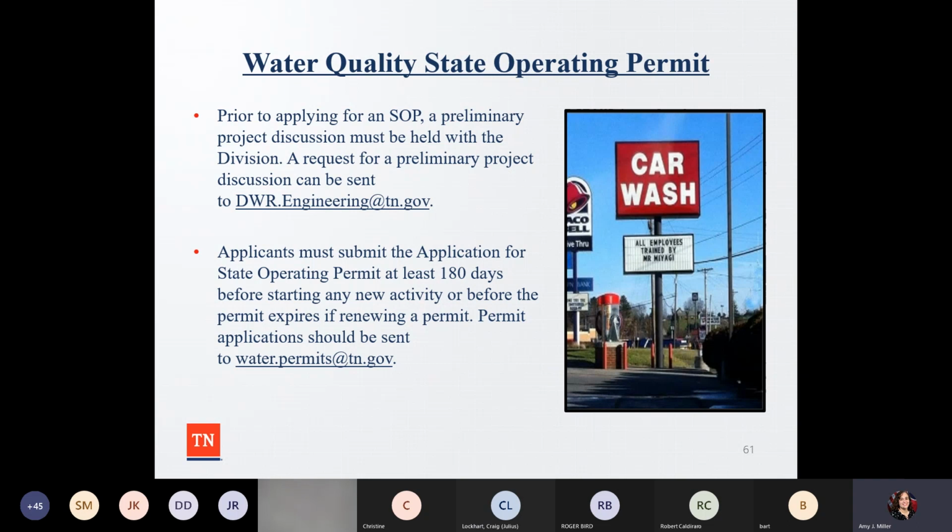So and then applicants must submit the application for state operating permit at least 180 days before starting any new activity or before the permit expires if renewing a permit. So again, you have to plan ahead, and it has to go to water.permits@tn.gov.